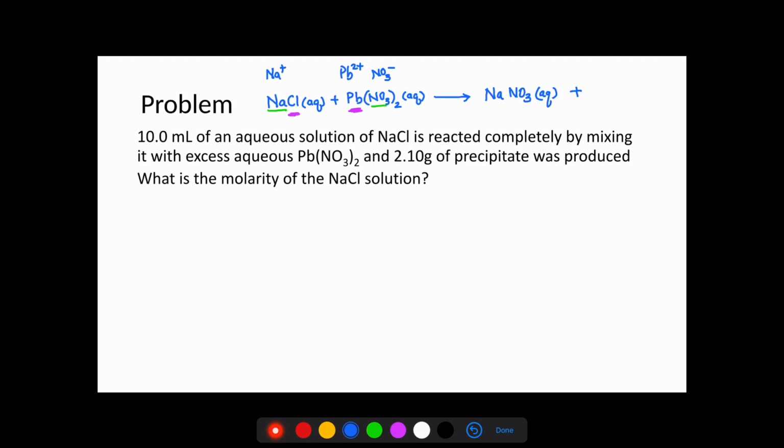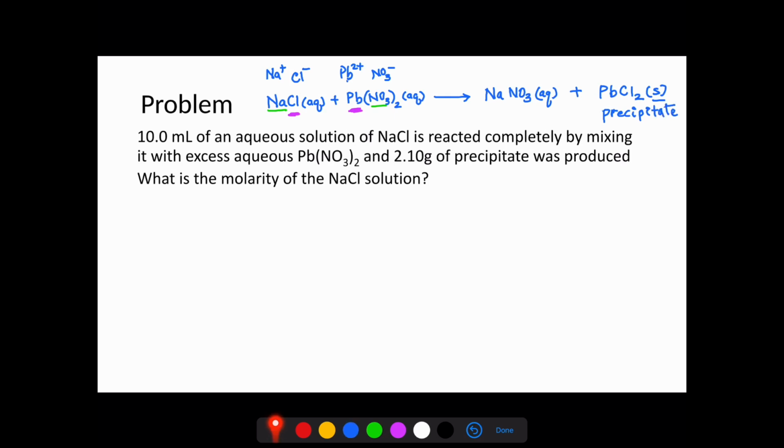Now chloride ion, we know from the periodic table that it's in the 7th group, so chloride is always Cl negative. So what is the formula of lead chloride? For each lead, we need two chlorides, because if there are two positives, we need two negatives, okay? So lead chloride's formula will be PbCl2. And if you look at the solubility chart, chlorides are soluble, but when they're combined with lead, it's an exception. So lead chloride is an insoluble compound. So this is our precipitate. So you put the state as solid, and this is our precipitate.